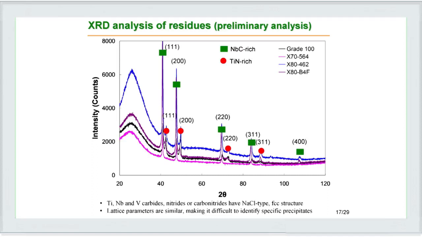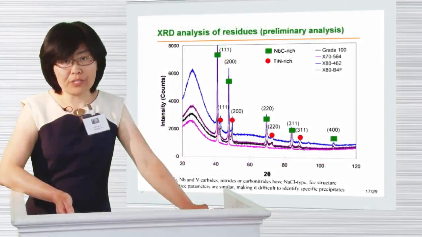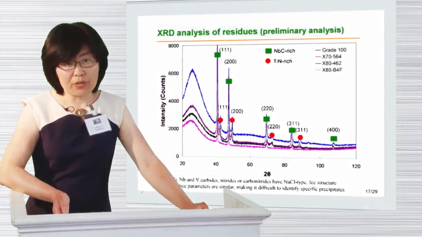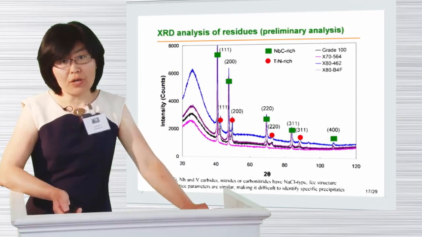And from here we can see that all the precipitates have the same crystal microstructure, their FCC structure. And also the lattice parameter is very close. Because the peaks are very close, it is hard to differentiate between the precipitates. Therefore, we have to try to use other approaches to do that.